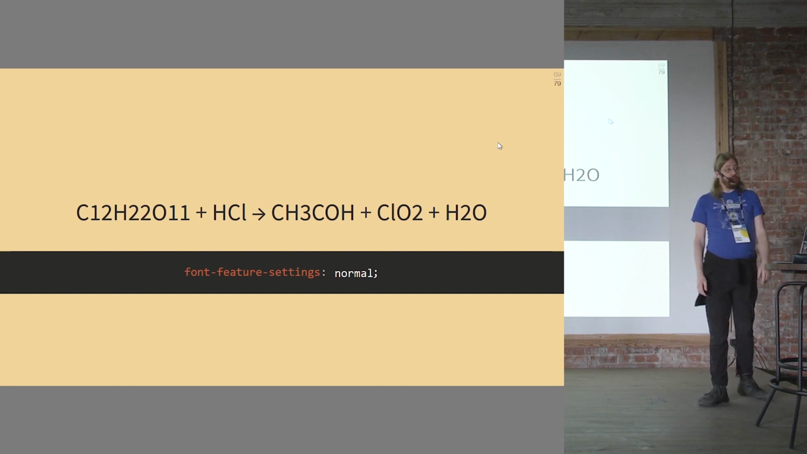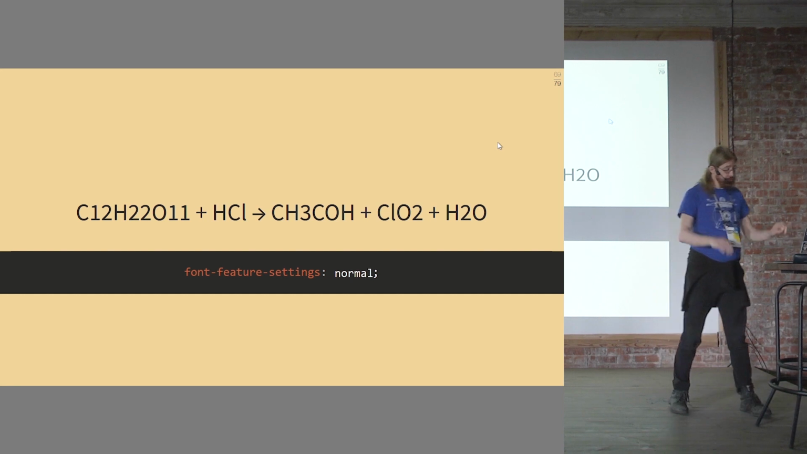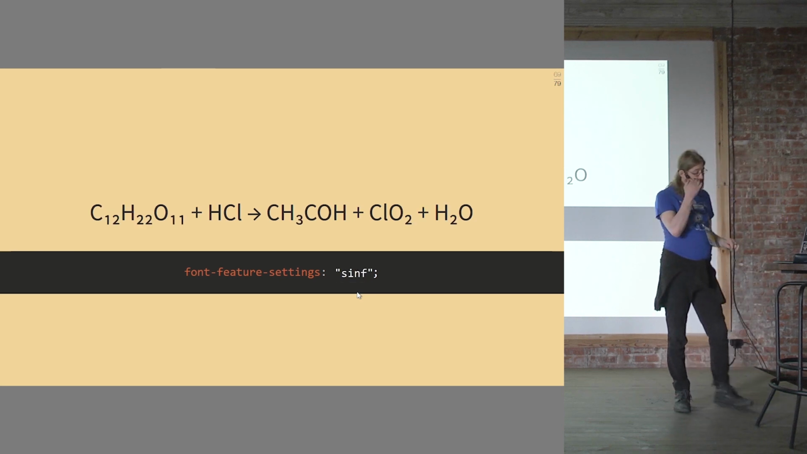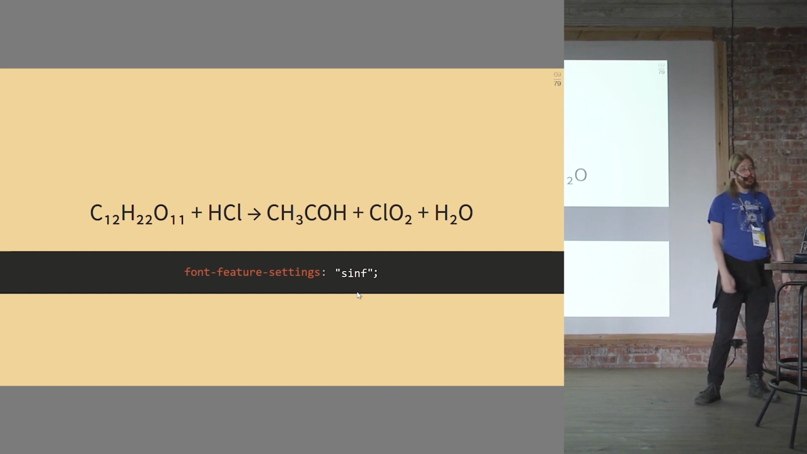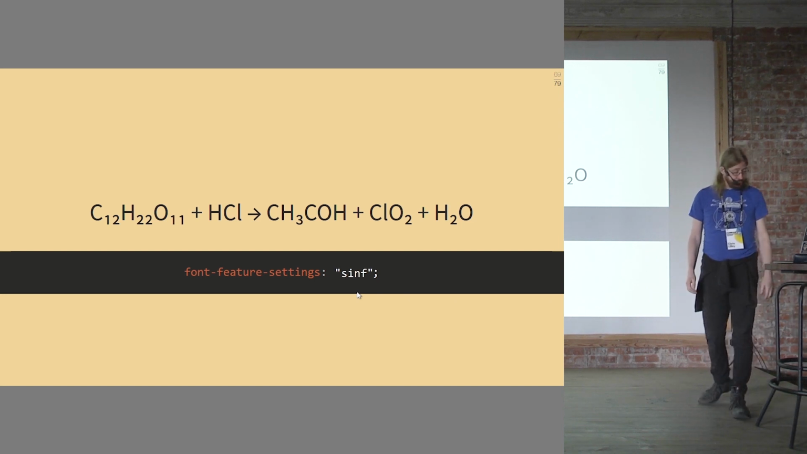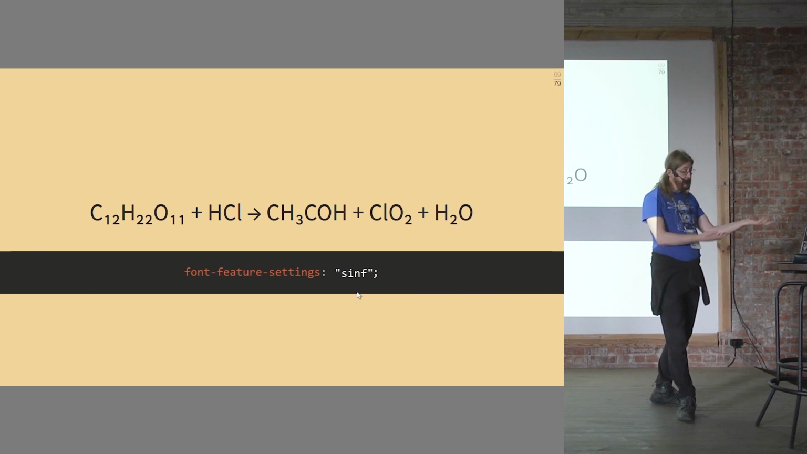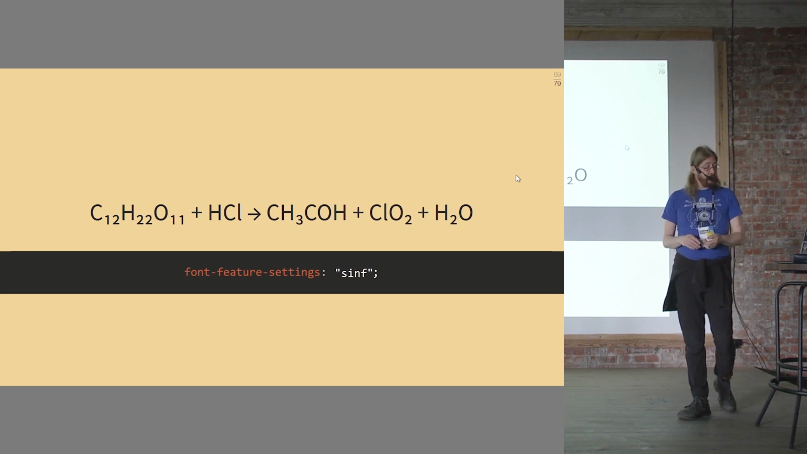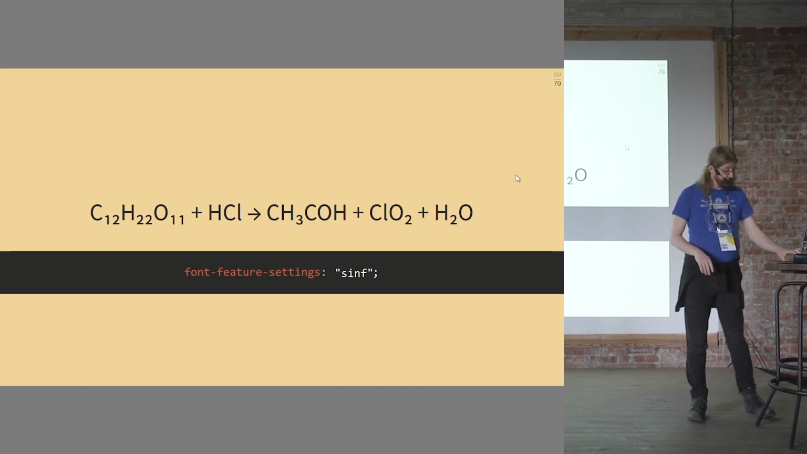So in this case, for example, we have a chemical equation, and it doesn't read very nicely because the numbers are all on the same line. So we can actually set what's called scientific inferiors, which automatically switches the numbers down like this, so it's a more readable equation. So again, this is a fairly good fallback. If it's not supported, you'll still get the original version. It's not like you lose the numbers or anything. So this is the sort of thing that you should use font feature settings for, if a particular font has some custom thing and you want to use it.